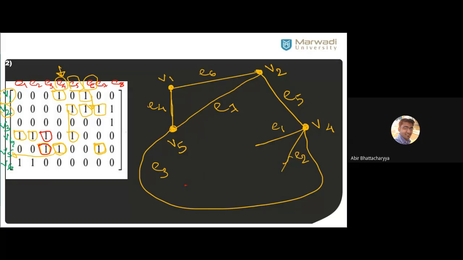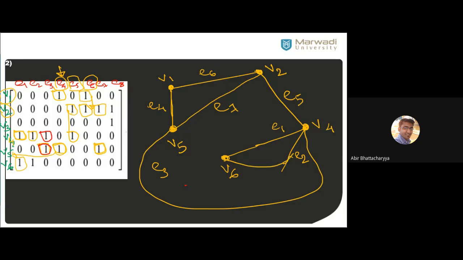But I don't know what the other end is. What is the other end of E1 for V4? This is V4. So the other end of E1 is V6. So let's introduce another vertex, V6. So this is going to be the other end of E1, using V4. Next is E2. What is the other end of E2? Again, V6.